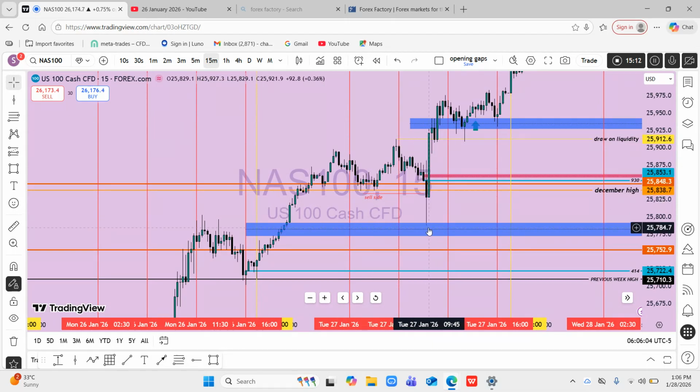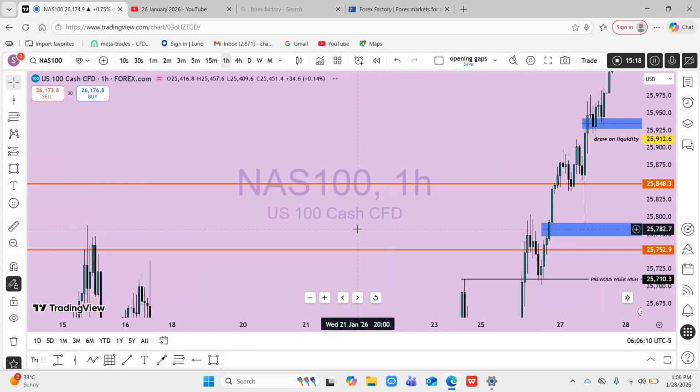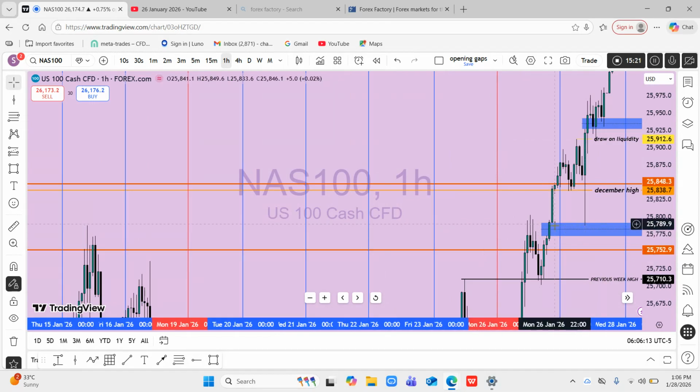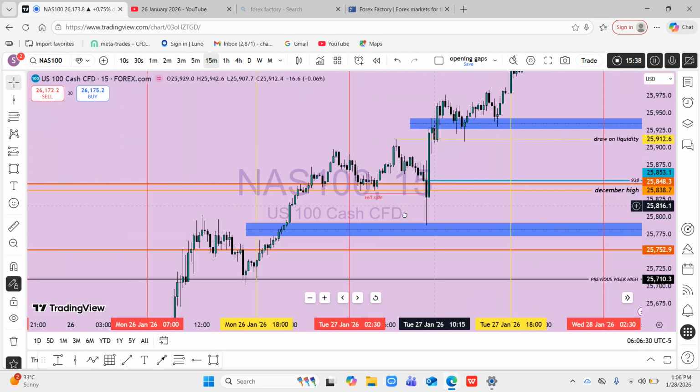At 9:30 there's a 1 hour fair value gap. This is a 1 hour fair value gap. Here, another 1 hour fair value gap. This is after taking this high. This is the fair value gap after taking this high. There's this fair value gap too, and another upper fair value gap. So the timing is very important.